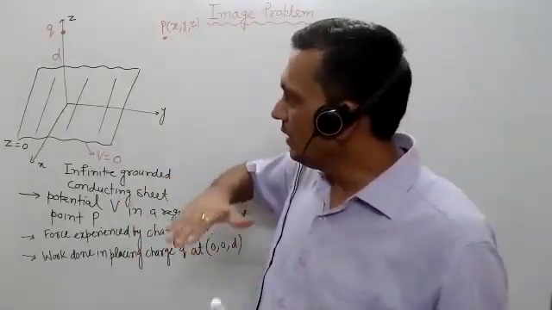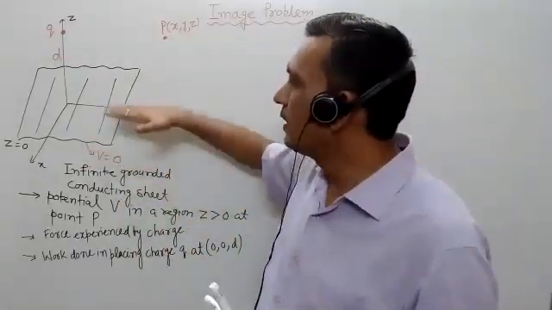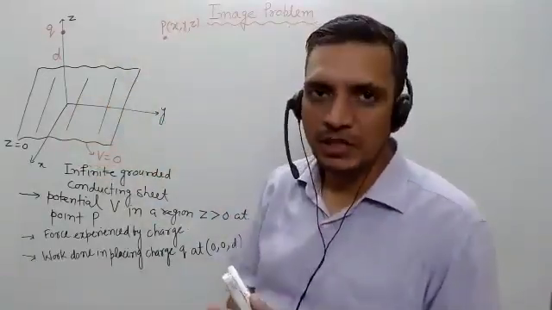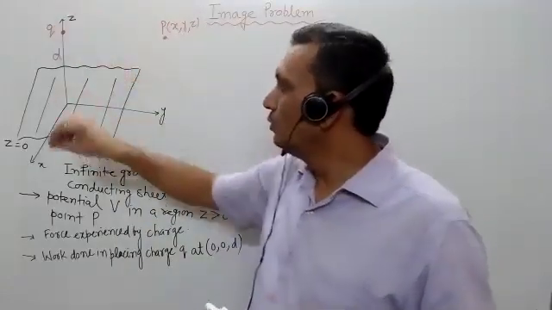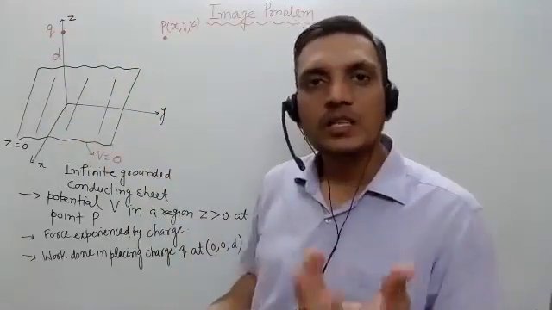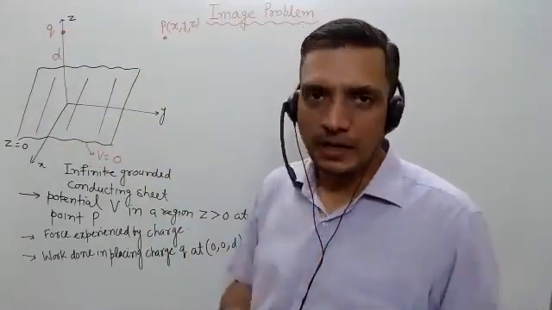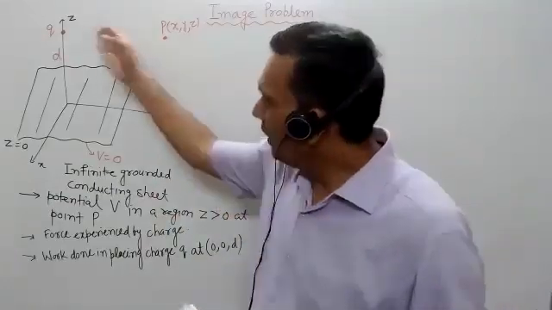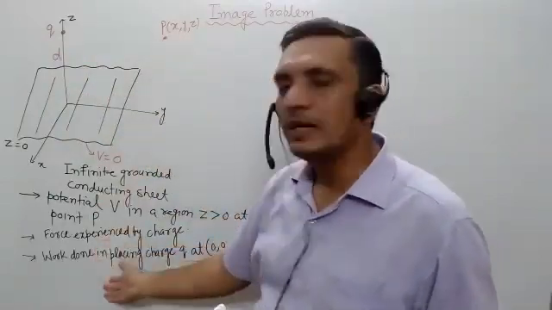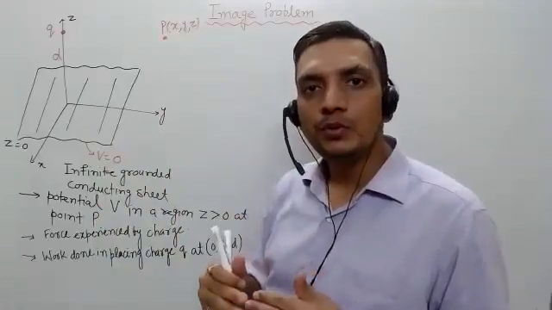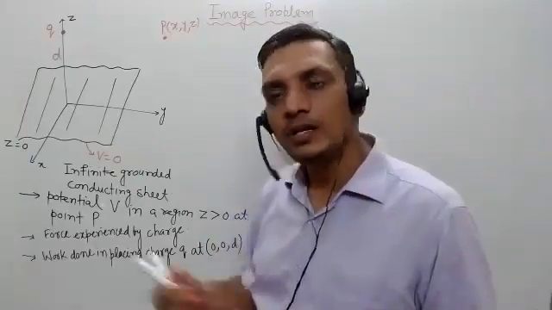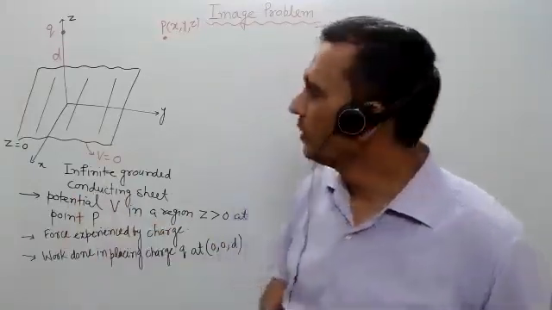Now in this case, you can see in the XY plane, you have an infinite grounded conducting sheet, and charge Q is placed above the sheet. So due to this charge Q, charge will be induced on the conducting sheet. You don't know what is the charge induced and where that charge will be induced. So in this case, you cannot directly find the potential, force and work done. So we have to use some trick so that you can easily write the potential, force and work done. And what is that trick?